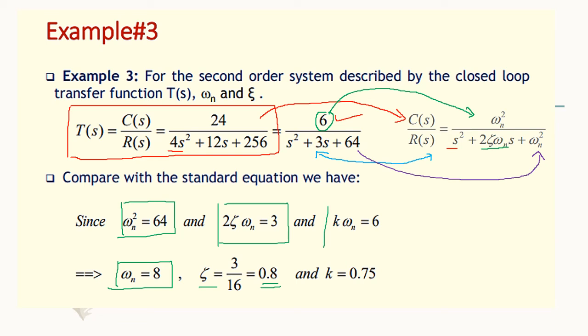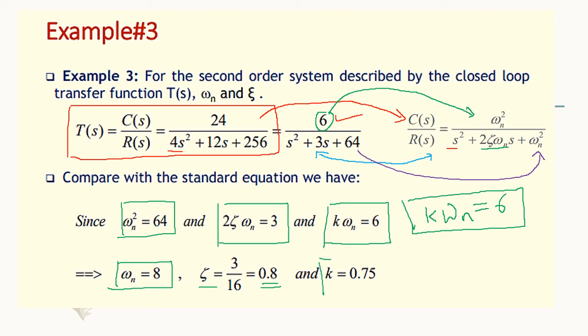Now this is a very important equation. The numerator k is the gain, some gain, multiplied by the natural frequency square, and that is nothing but equal to 6. You need to consider this equation. So the k value is nothing but 0.75.